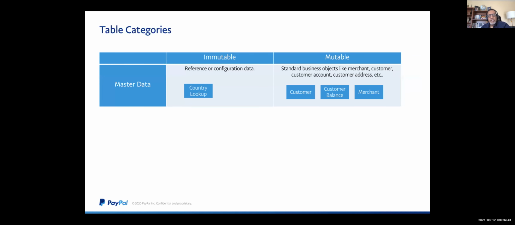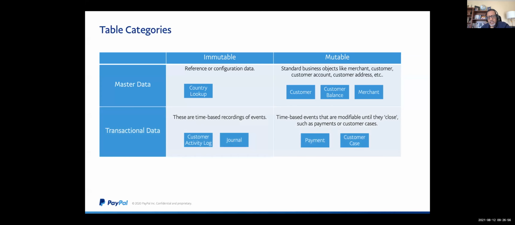So I talked about table categories in the previous slide. We take the keys and look at what these tables are. We define tables as master tables and transactional tables. In the master table, we have immutable data and mutable data, two types of masters. We also have transactional data where we have to record data based on time-based recording of events, right? And this is where the time UUID comes in.